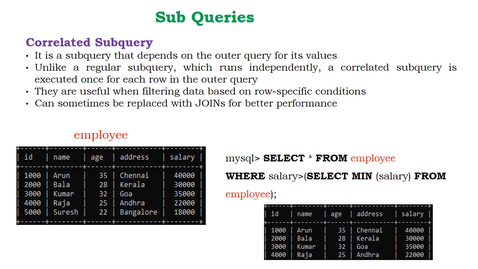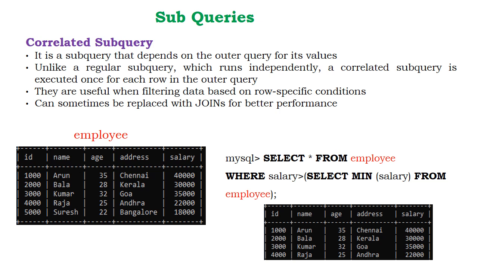So here we are going to find the minimum salary from the table, and then we are going to find records from the table. So how to write the query? Select star from employee where salary greater than, within the parenthesis write the subquery: select minimum salary from employee. What is the result of the subquery? The minimum salary is 18,000. Again the 18,000 is compared with the outside query. The outside query condition is salary greater than 18,000.